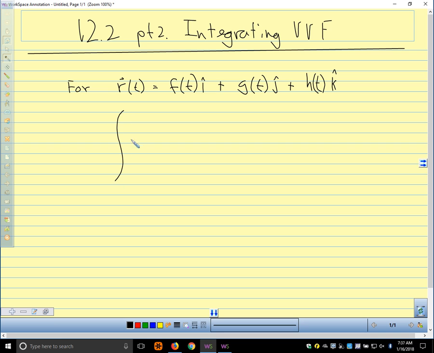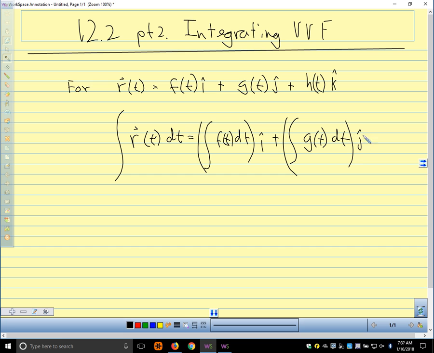The indefinite integral, r of t dt, is we just integrate each component. The integral of f of t dt i hat plus the integral of g of t dt j hat, we just integrate component by component, just like we'd expect.